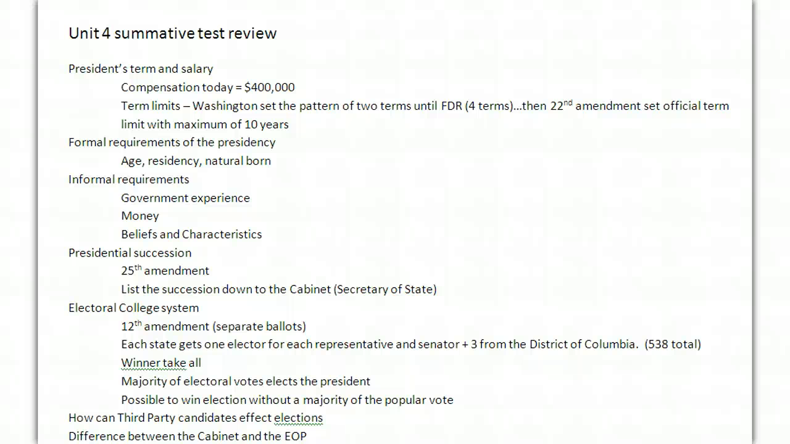Hi, this is Mr. Den, and this is a Screencast-O-Matic for the Unit 4 summative test review on the executive branch. I'm just going to walk you through the points that you're going to need to know to be sure you're prepared for the summative exam.